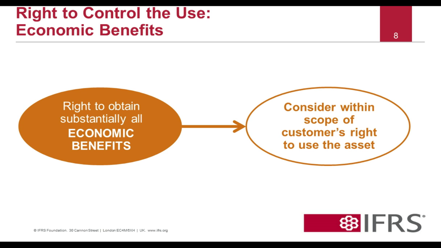And have you come across any examples where this criteria would not be satisfied? In other words, situations where there is no lease because the customer doesn't have the right to obtain substantially all of the economic benefits from use of an identified asset?